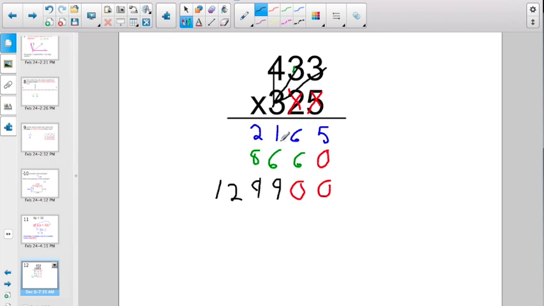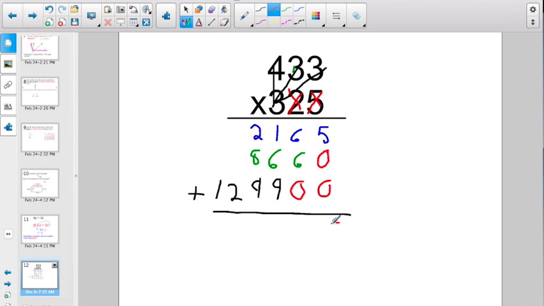Here is my answer when I multiplied by the 5. Here's my answer when I multiplied by 20. And here's my answer when I multiplied by 300, right? The last step of the process, go ahead and add all 3 answers together now.